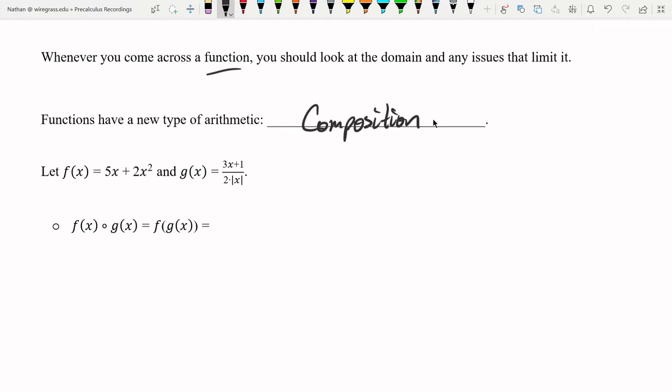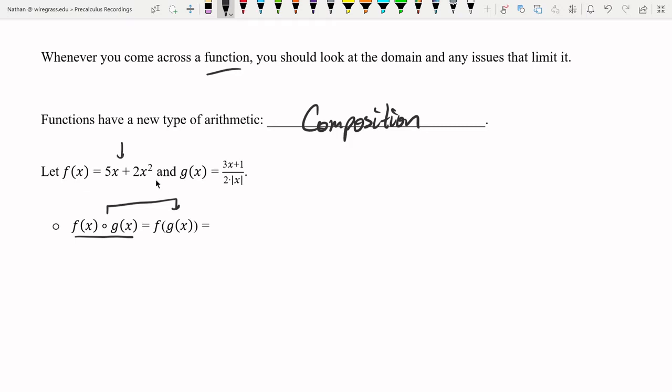That's what composition means. It's going to look like this, where you have f of x composed of g of x, but this is the same thing as just saying f of g of x. So we're going to plug g of x, plug the second thing into the first thing, plug the inner thing into the outer thing.